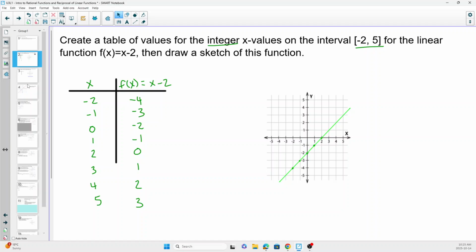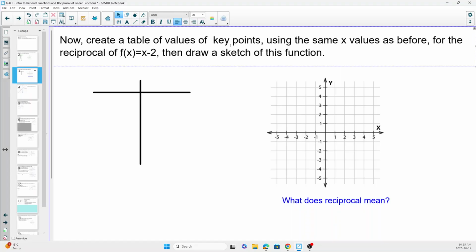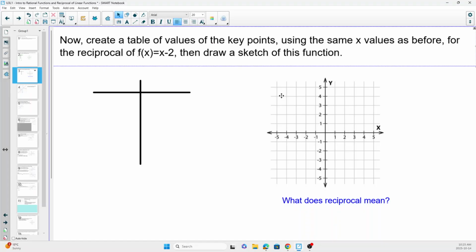So now what we're going to do on the next slide is create a table of values. And sorry, I said 5 key points. I had actually changed that to, let's just say, the key points for the same x values. So we're going to start from -2 and go to 5. But now we're looking for the reciprocal of f at x is equal to x minus 2.